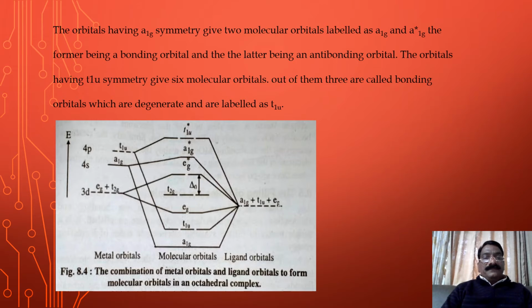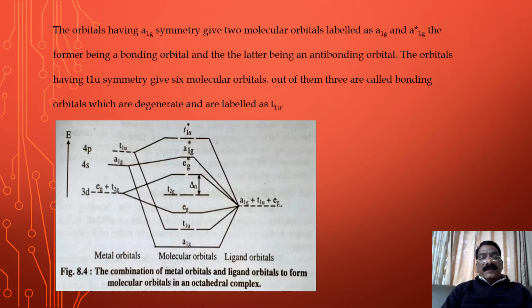See in the figure, A1G and one of the ligand orbitals out of 6 combine, and it gives one A1G and A1G star orbital, that is one BMO and A1G star ABMO. T1U, these are the 3 orbitals. These 3 orbitals combine with the 3 orbitals from the 6 ligands and they give the 3 bonding and 3 antibonding. Similarly, EG and T2G orbitals.